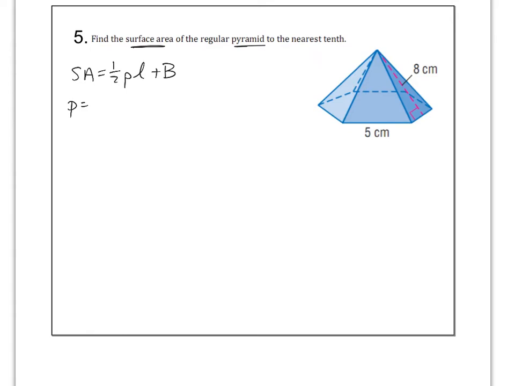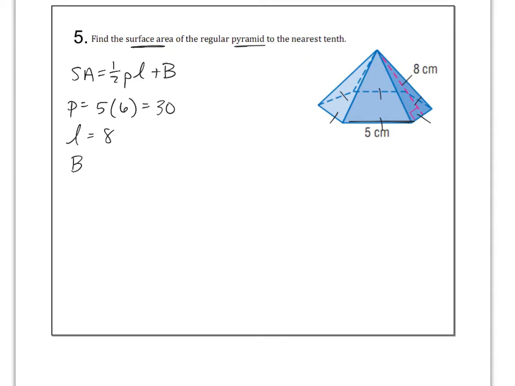Perimeter of the base. It says it's a regular pyramid and there are 1, 2, 3, 4, 5, 6 sides. So it's a hexagon. And so we're going to have 5 times 6, because this one side is 5 and there's 6 of them. So that's 30. Slant height is 8. We can see that with the red dotted line.